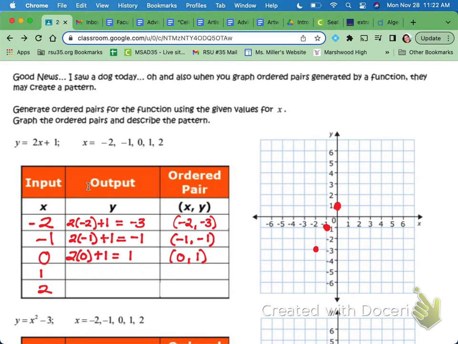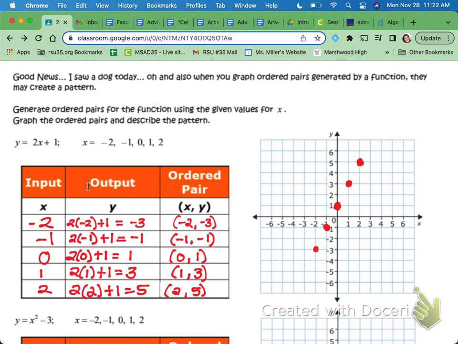Do the same thing for 1. So 2 times 1 plus 1 is 3. So my ordered pair is 1, 3. So I'm going to go to the right one, up 3. And then for 2, 2 times 2 is 4 plus 1 is 5. So that ordered pair would be 2, 5. So to the right 2, up 5.